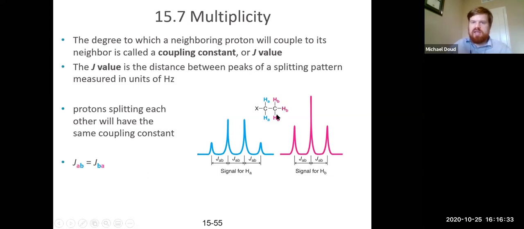Now, its neighbors, the HBs, they're a methyl group, and they're split by the neighbor methylene, the HAs. So you'd expect these to be split into 2 plus 1, 3 peaks. So you get a triplet. Now, what's really cool is the distance between the peaks for B, so this triplet here, JAB, it's going to be the same distance for B as it is for A, because the coupling strength is the same. Think about it this way: how much does B affect A and how much does A affect B?